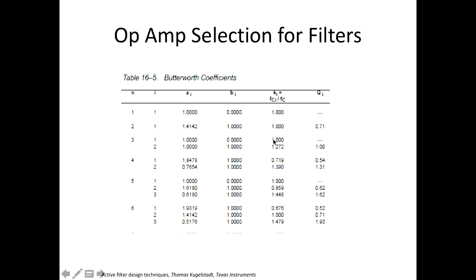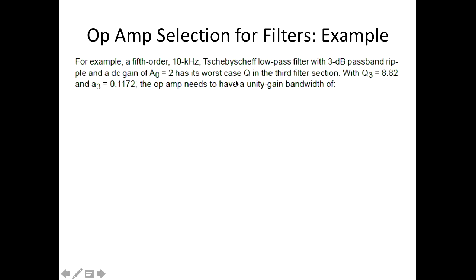So this is a Butterworth filter, and then this is the first order, second order, third order, and then fourth order, fifth order, sixth order, and then these are the A values and B values, and these are the Q values. So this is available in the Butterworth coefficient. We are going to design a fifth order filter.